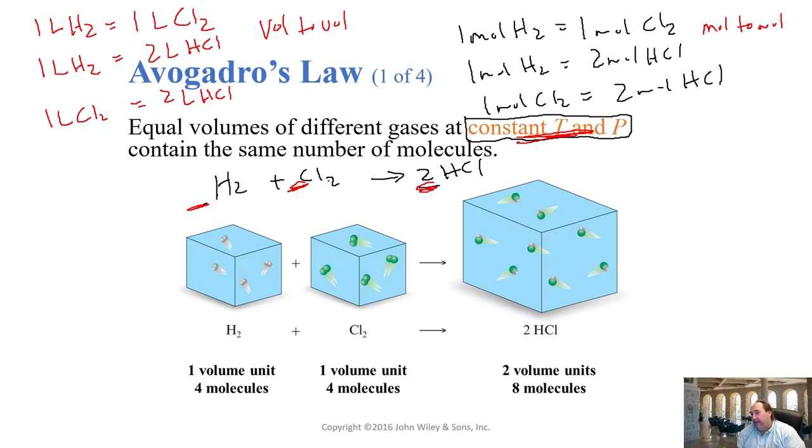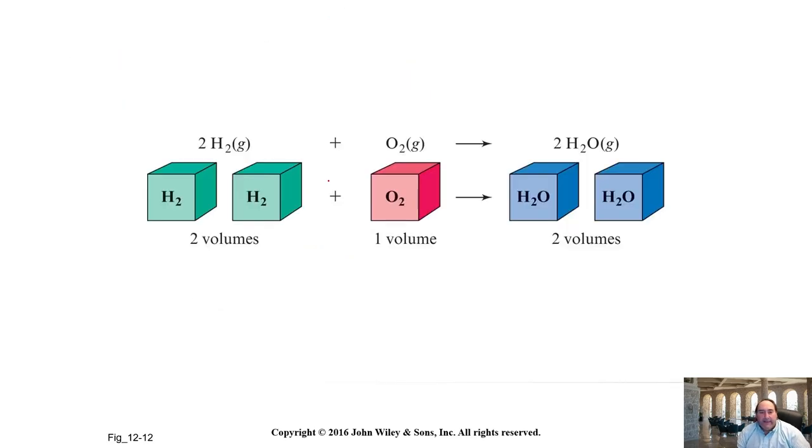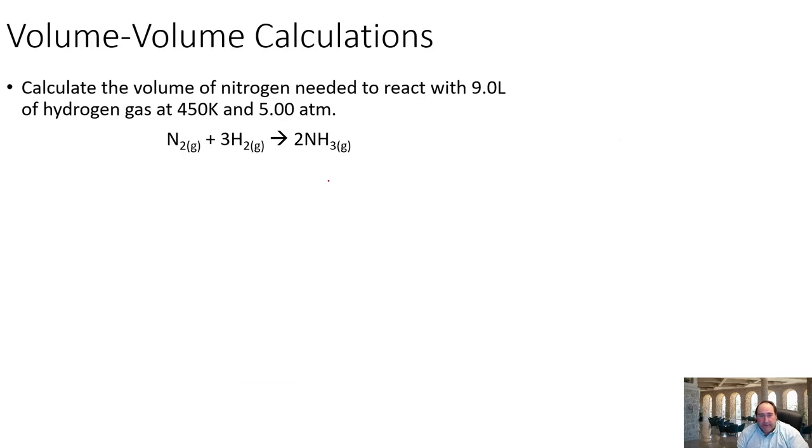The benefit of this is it will allow you in certain cases not to have to use a gas law to solve the problem you're looking for. You could actually do more of a stoichiometry problem using volumes to get to the answer you're looking for. So let's take a look at this here. And here's another example. We could say two volumes of H2 react with one volume of O2 to give you two volumes of H2O.